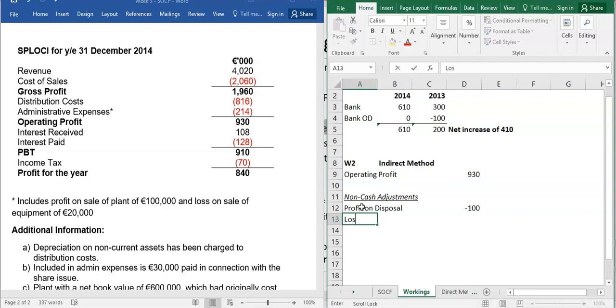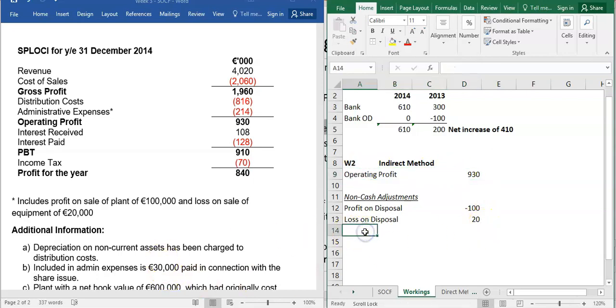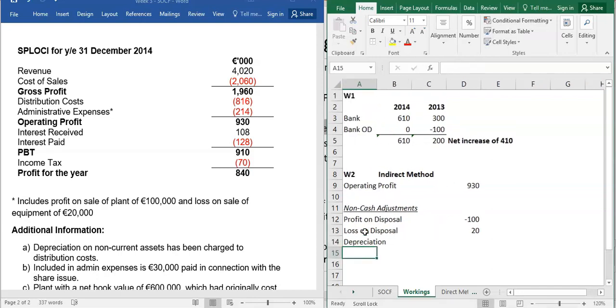You have a loss on disposal also of equipment, and that's a non-cash expense. So you're going to add that back 20, because that would have been an expense in here, but actually it's not related to cash. So you take that out. They tell us in part A then, we need to know depreciation. Some questions give you depreciation directly. This one, it doesn't. So we're going to have to use here a working 3 plus working 4 to figure out what depreciation is.